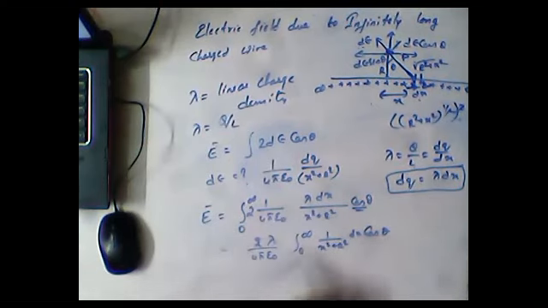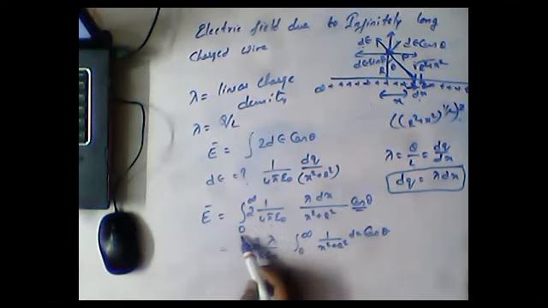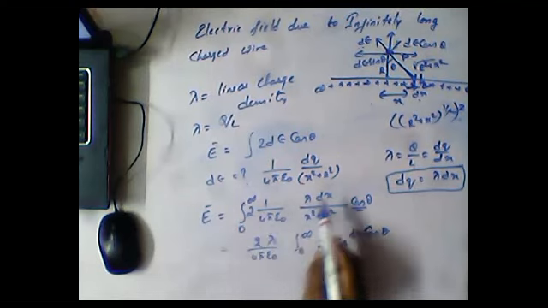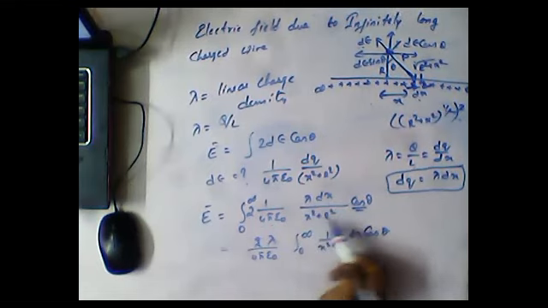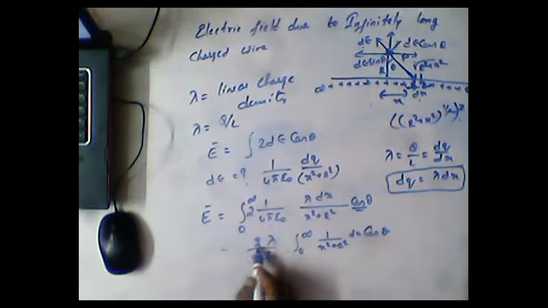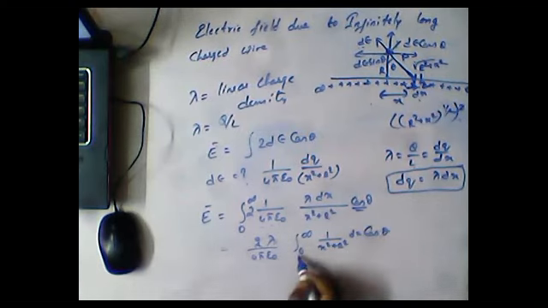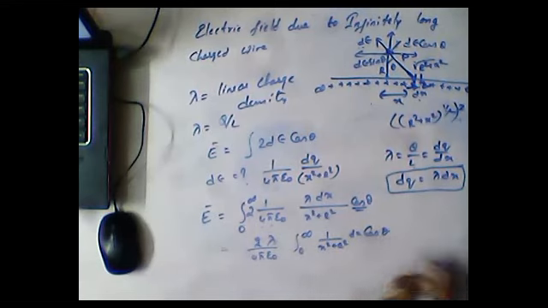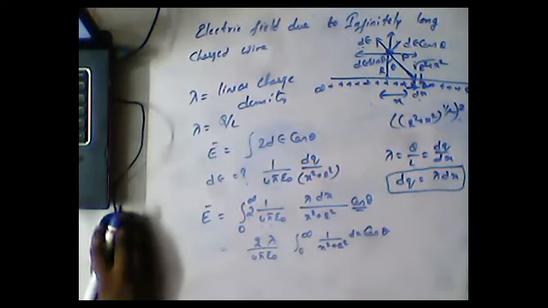So substituting all in the equation, limits are 0 to infinity, 2 into 1 by 4 pi epsilon lambda dx by x square plus r square cos theta. So which are common constant here? 2 lambda by 4 pi epsilon is constant. Keep it outside, and integration of 0 to infinity 1 by x square plus r square dx cos theta. This is what we required.